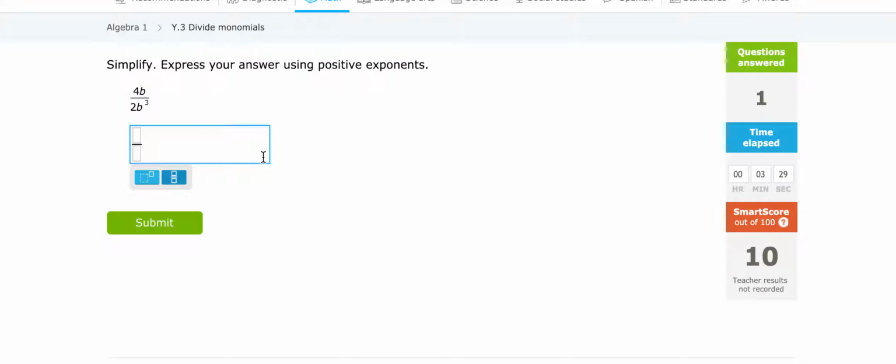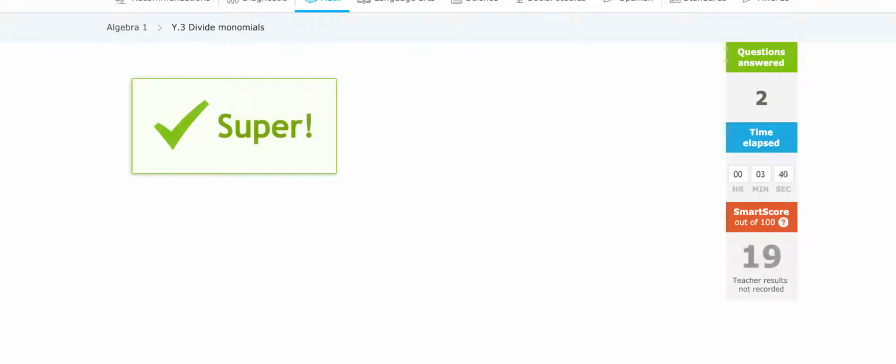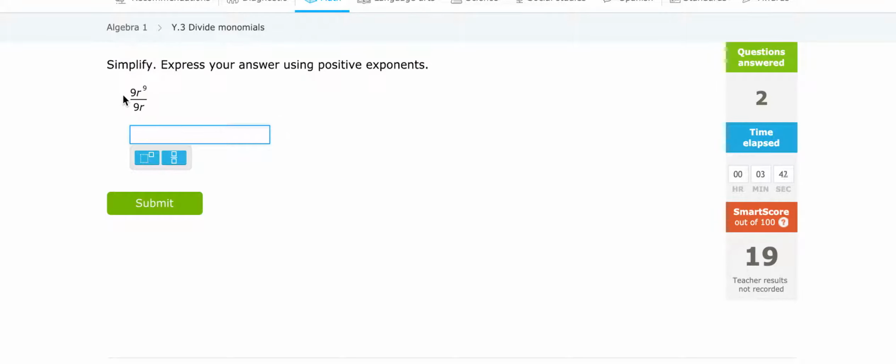So in this case, 4b divided by b. I'm going to have 2 left on top. There are more b's on the bottom, so I'm going to cancel out, and I'm going to actually have b squared on the bottom. 9 and 9, those are going to cancel out. There are more r's on the top, so the bottom's just going to be left with a 1, and I'm going to have r to the 8th on top, right? Anything divided by itself is 1.